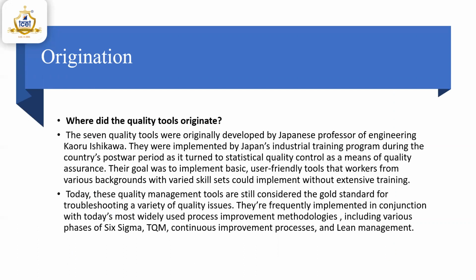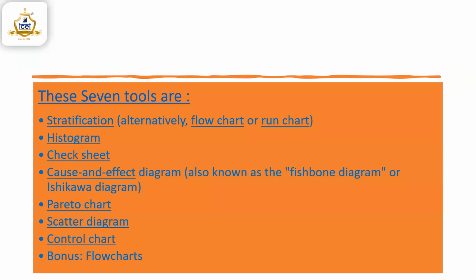Their goal was to implement basic, user-friendly tools that workers from various backgrounds with varied skill sets could implement without extensive training. Today, these quality management tools are still considered the gold standard for troubleshooting a variety of quality issues. They are frequently implemented in conjunction with today's most widely used process improvement methodologies, including various phases of Six Sigma, TQM, continuous improvement processes, and lean management.